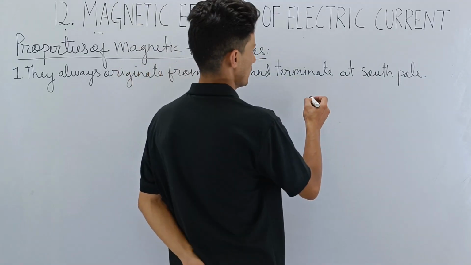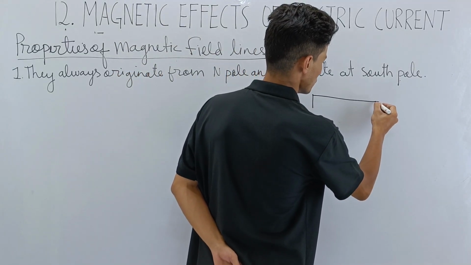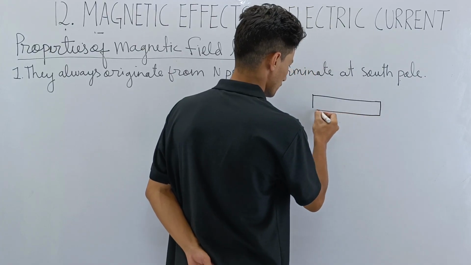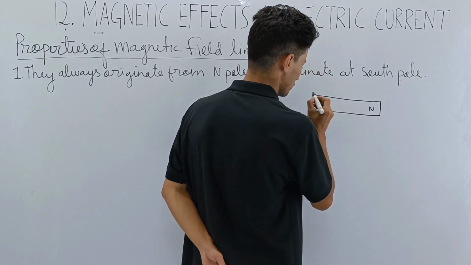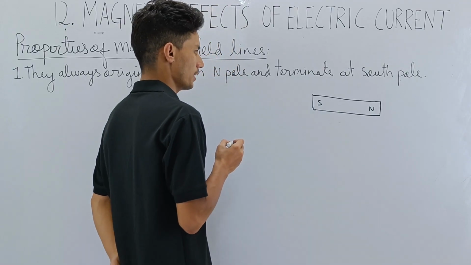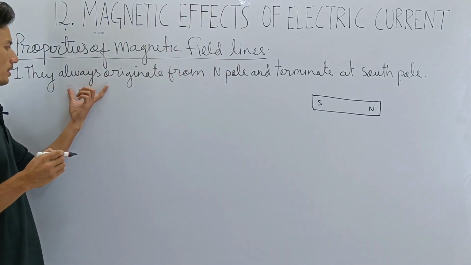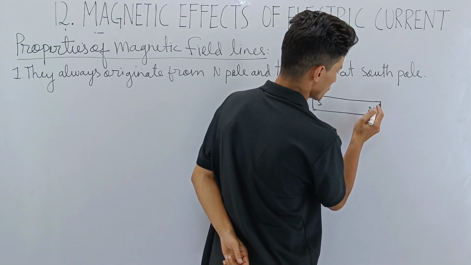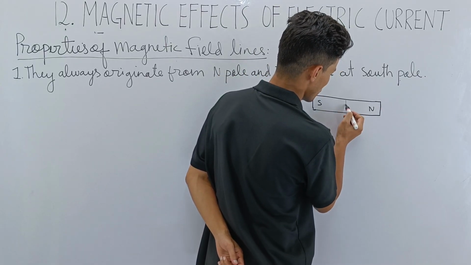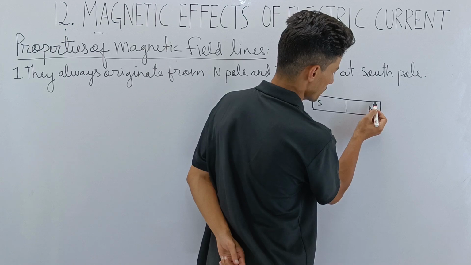Let us draw a figure for this one. So let us say this is the figure. Let this be the north and let this be the south. Let me draw the magnetic field lines, remembering this point that they always originate from the North Pole. So the magnetic field lines will originate from the North Pole. So this is the North Pole.